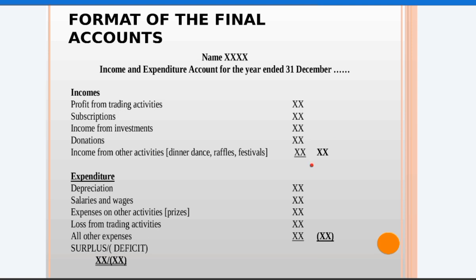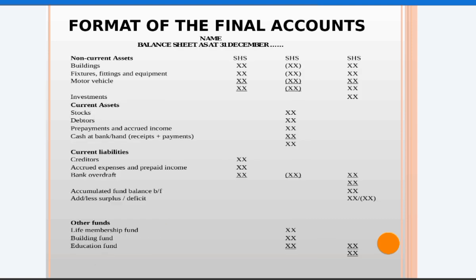So when you take the difference between the incomes and the expenditures, the difference should either be a deficit or a surplus. So that is the format of an income and expenditure account. These items that appear here, we will look at them in specific in a short while.